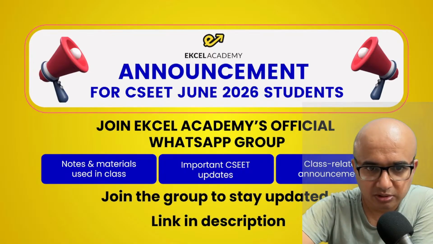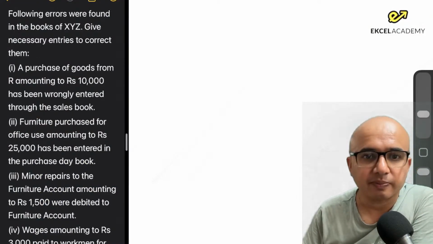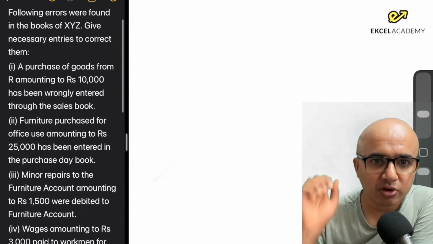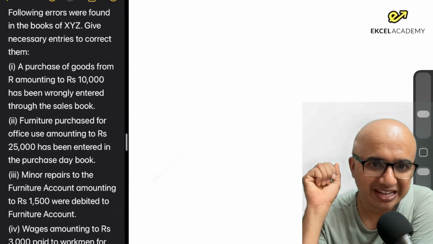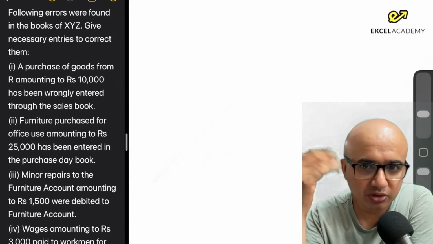Yeah. So here we are. Following errors were found in the books of XYZ. Give necessary entries to correct them. Fine. So we have already looked into the different types of errors.